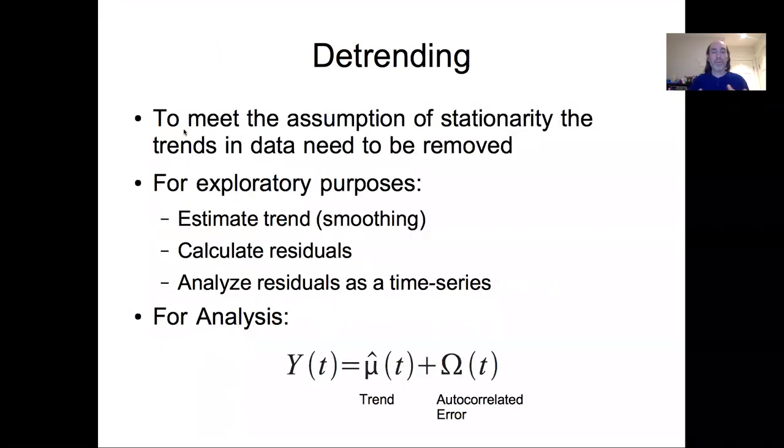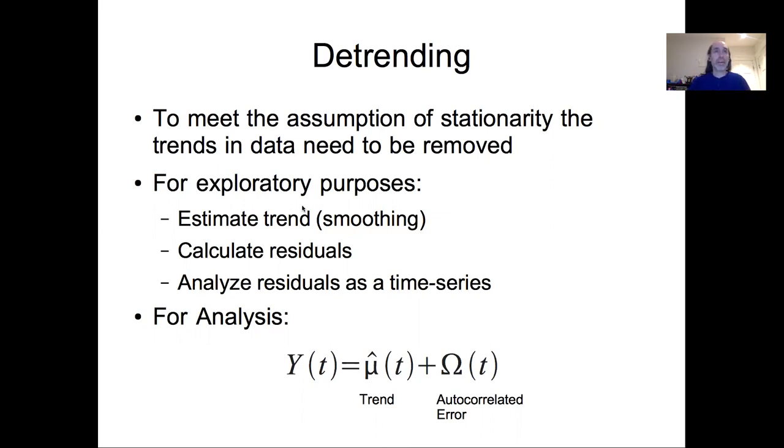remember that one of the goals in classical time series analysis is to meet this assumption of stationarity, that there's a constant mean, and that the correlation structure is just a function of lag in time rather than the absolute specific time that you're looking at. Those assumptions are second order stationarity.